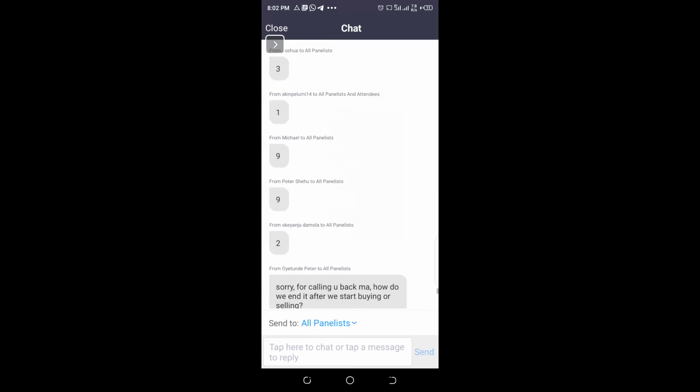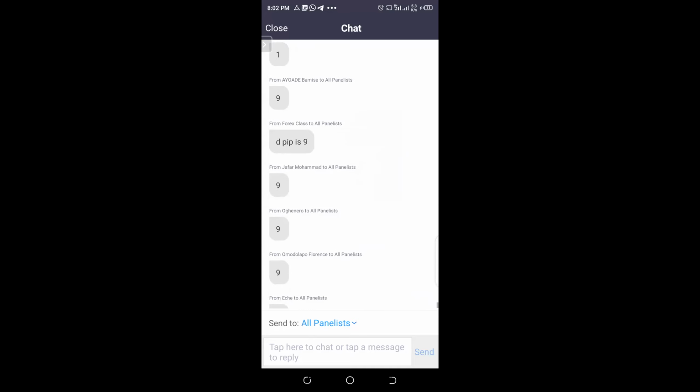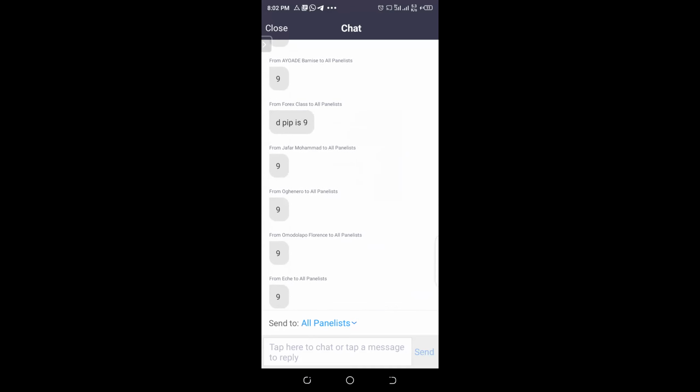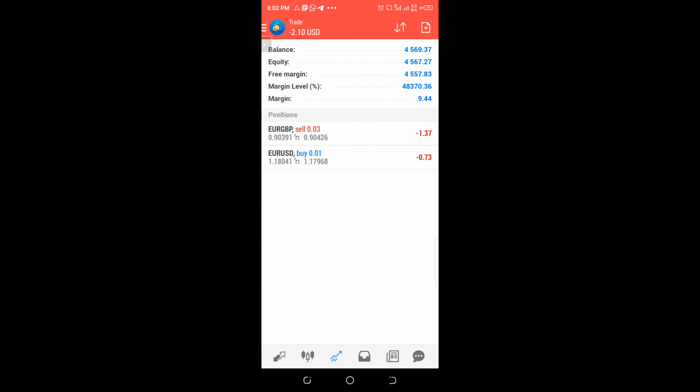Exactly, 9. I said the pip is the fourth number after the decimal point. Don't get it twisted. The fourth number after the decimal point. So when I'm talking about pip in USD, it is 9. 9 is the pip here.